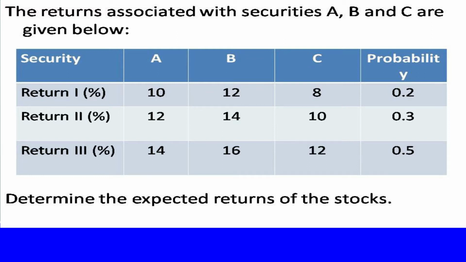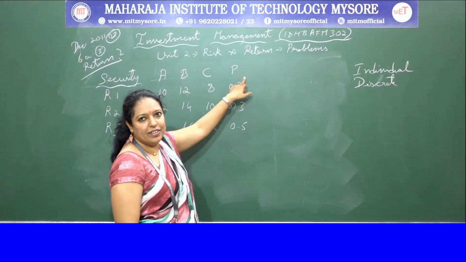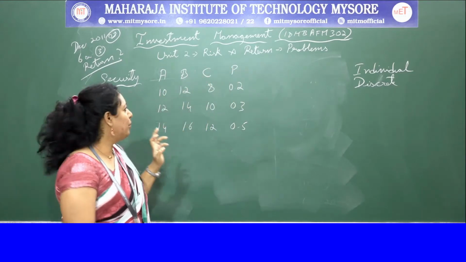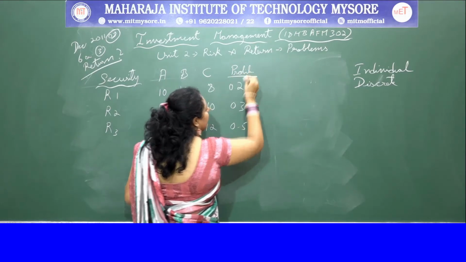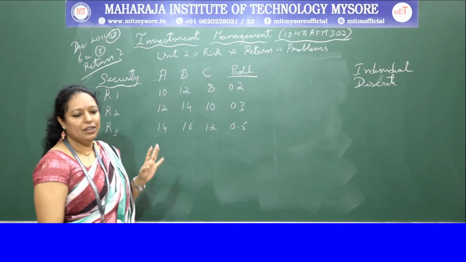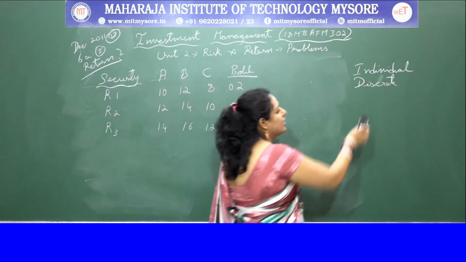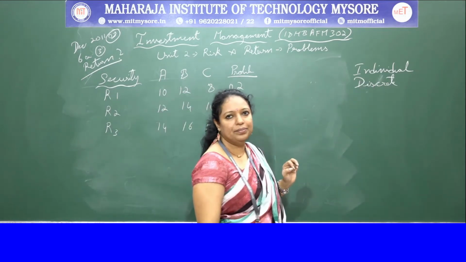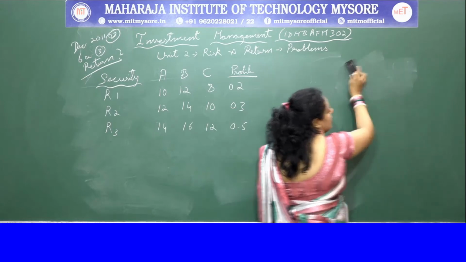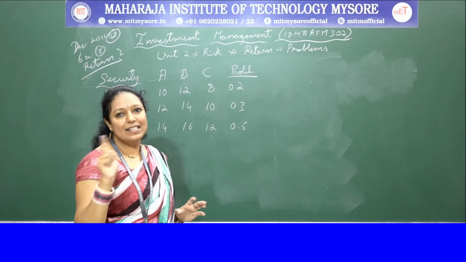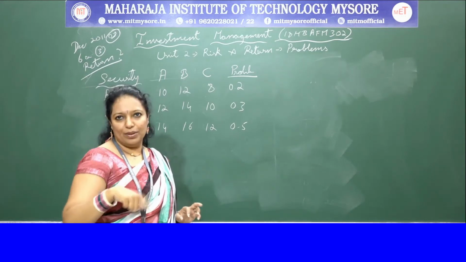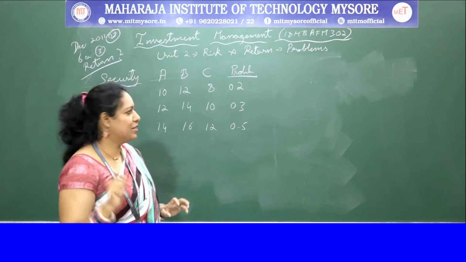Yes, this is what I was telling about the discrete problem. Here you can see the return is given and also the probability is given. Whenever they give the probability, they'll not give P, they'll give the full probability. Whenever the probability is given, you have to identify that this is a discrete problem. So understood? Whenever probability is not given, then that is an individual series problem. If the probability is given, then that is the discrete series problem.